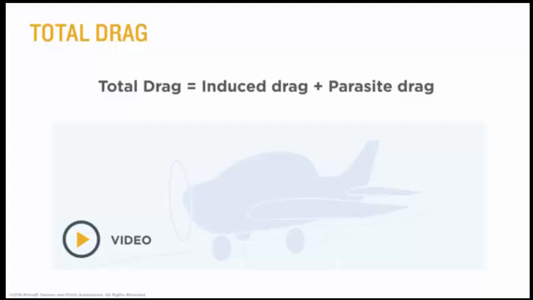Alright, so engineers calculate the drag on airplanes by using information about the size, shape, and speed of the airplane. Using this information, they can decide how much thrust is needed to overcome drag and keep the airplane in the air. So drag calculations must account for all forms of drag. So total drag equals the induced drag plus the parasite drag.